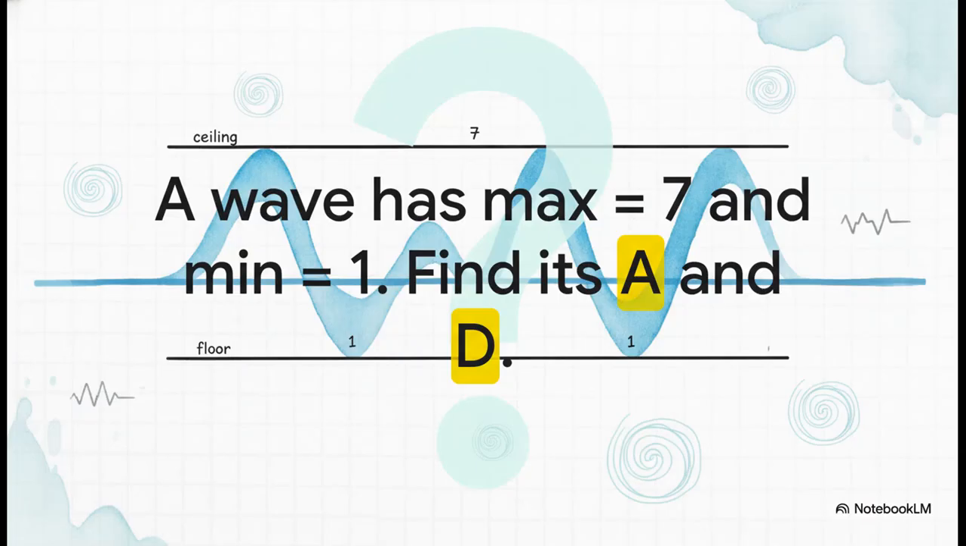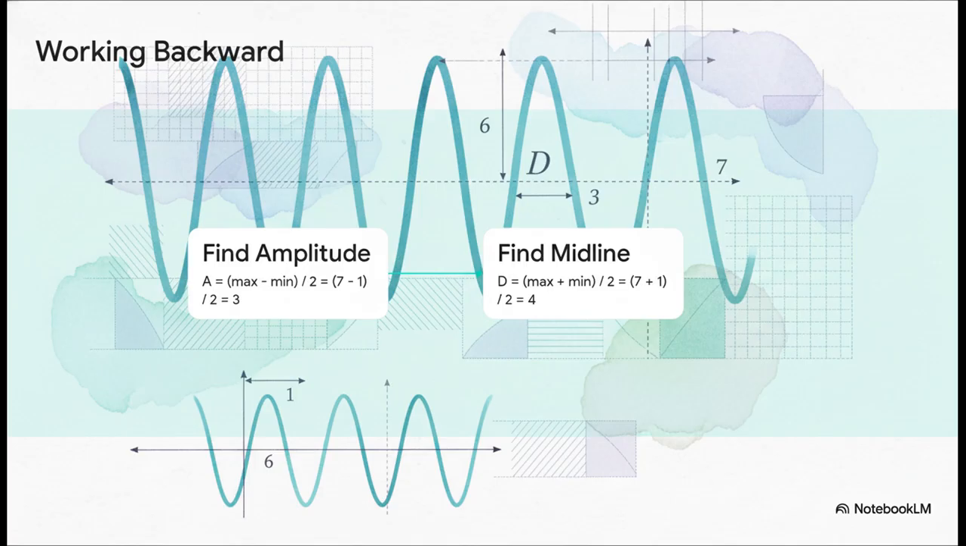Okay, time to work backward. This is a super common type of problem where you aren't given the equation, just the results. We know a wave hits a ceiling at 7 and a floor at 1. Can we figure out its core properties from just that information? Oh, we absolutely can. Let's just think it through. The total height of the wave is the distance from the floor to the ceiling, right? So 7 minus 1 is 6. The amplitude is always half of that total height, so it's 3. And the midline, d, is the point exactly in the middle of 1 and 7. What's the average of 7 and 1? It's 4. So d is 4.